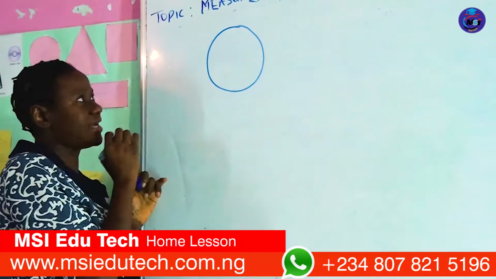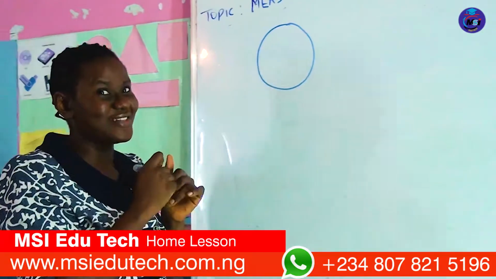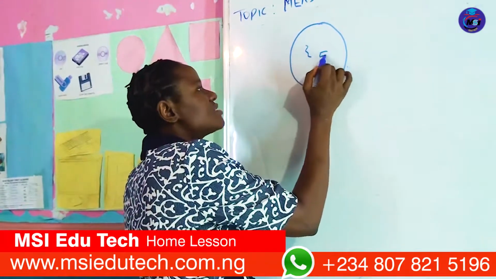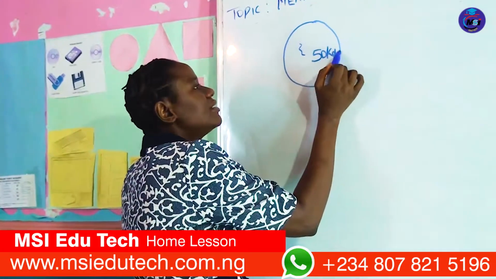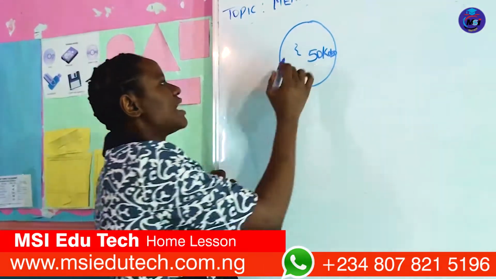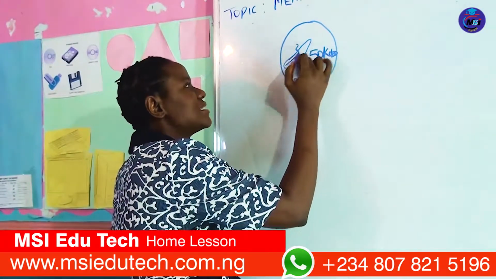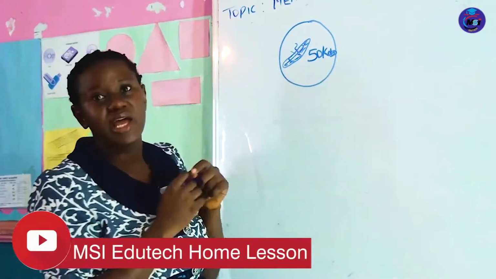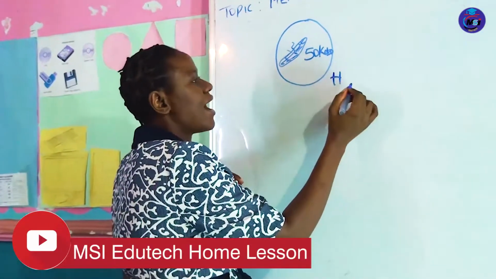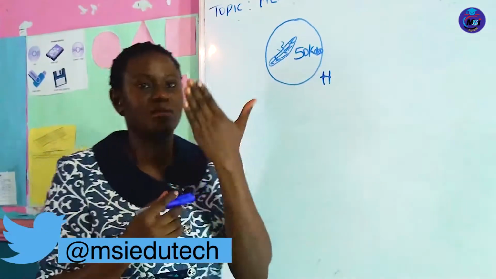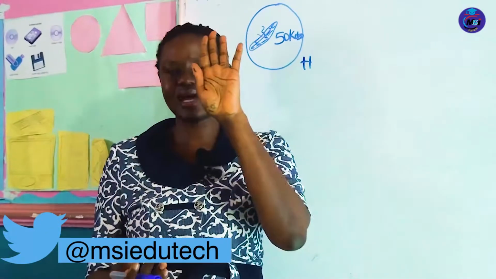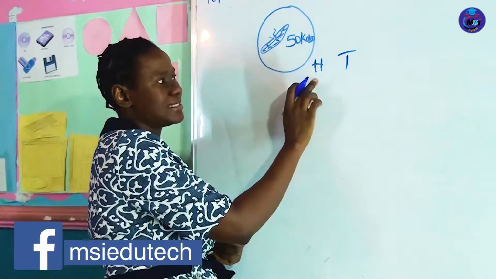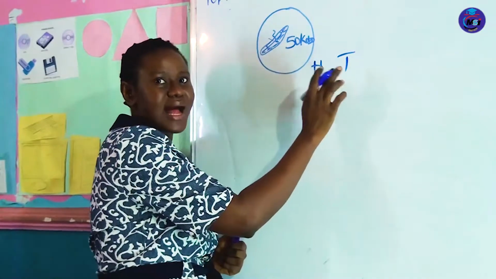A coin, I hope you've seen a coin. A coin could have some pictures. Let's assume this is a 50 kobo coin. You could have a maize drawn on it. All right, so a coin has a head and a tail. That's like the face and the other side. So a coin has a head and a tail. We represent the head as H and the tail as T.